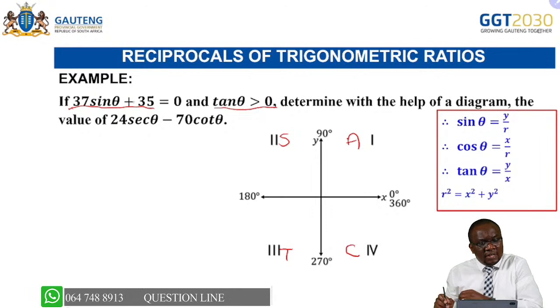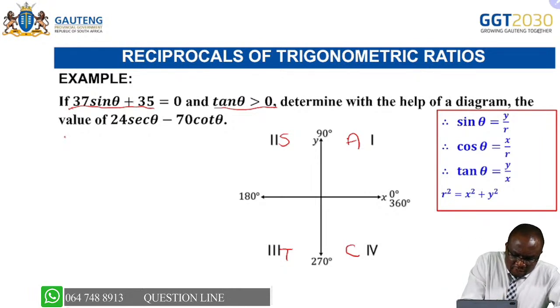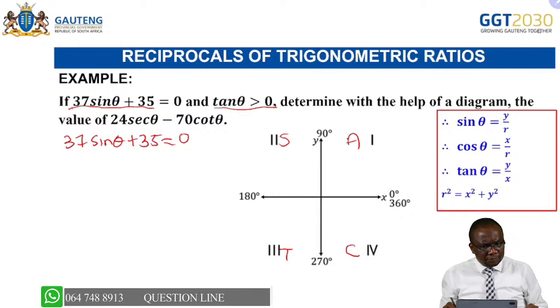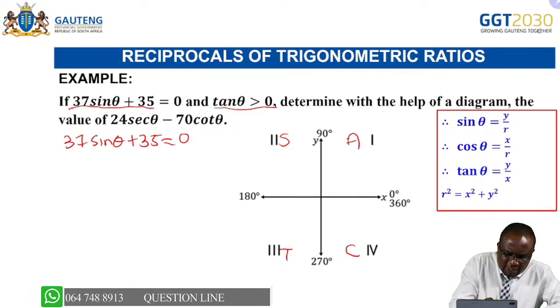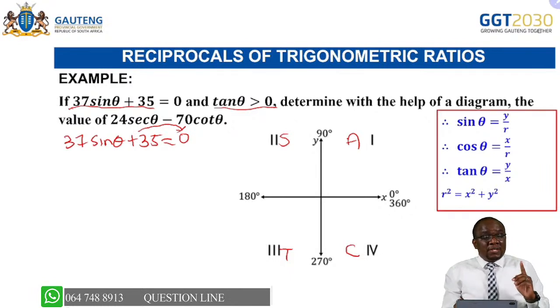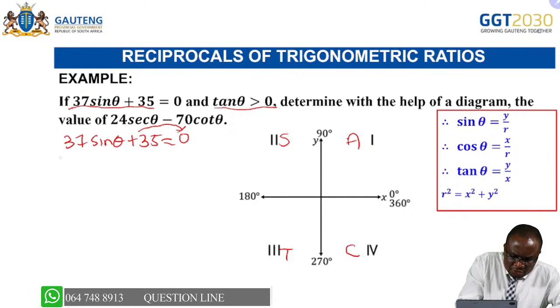Do we understand? So we have 37 sine theta plus 35 is equal to 0. We have to transpose the 35, or we subtract 35 from both sides. Do you remember how we solved equations in grade 9, grade 8? What you do on the left, you do on the right. But to be faster, you can just say I'm transposing this, it comes to this side. You do transposing when there's addition or subtraction. Remember that. So it's going to be 37 sine theta is equal to negative 35.